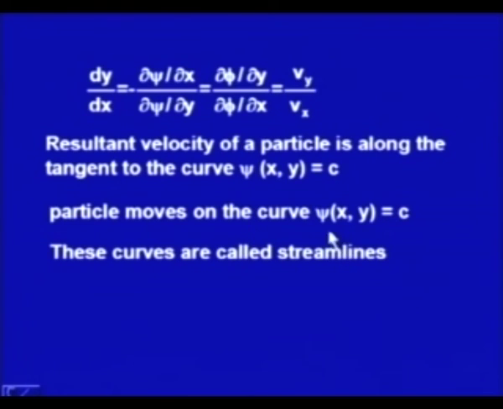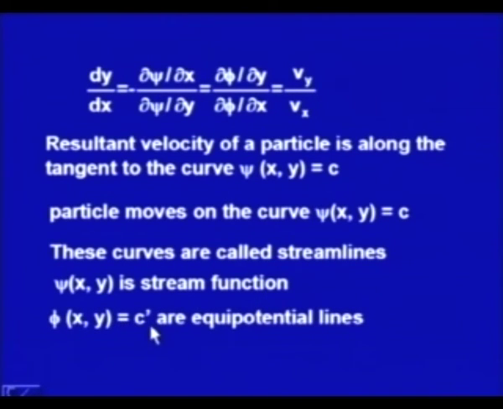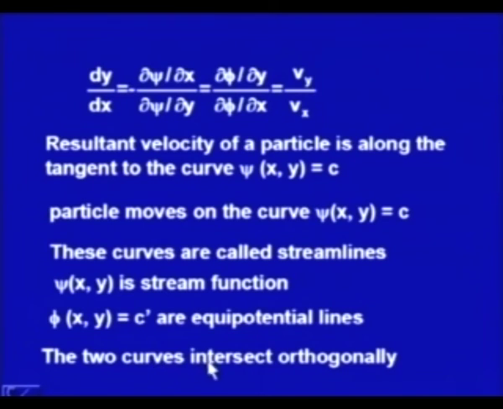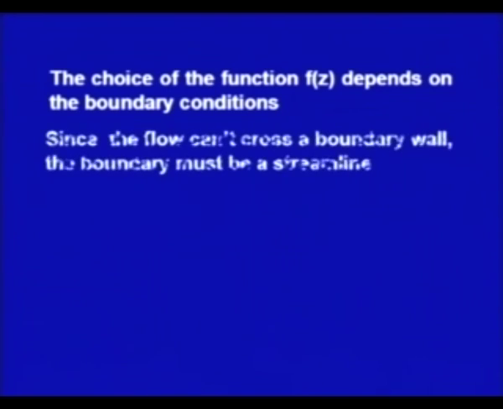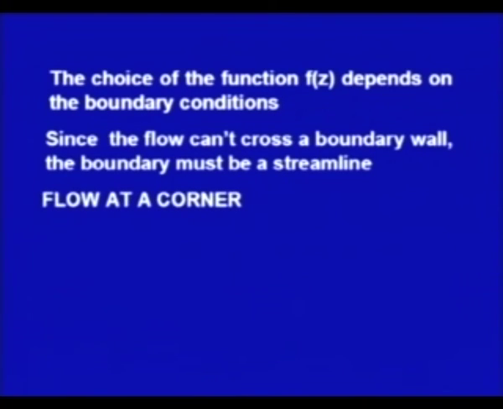These curves, that is psi(x, y) equal to c curves, are called streamlines, and psi(x, y) is called a stream function. Phi(x, y) equal to another constant c dash are called equipotential lines. The two curves intersect orthogonally, that can easily be checked. The choice of the function f(z) depends on the boundary conditions. Since the flow cannot cross a boundary wall, the boundary must be a streamline, and on the basis of this we can solve fluid flow problems.